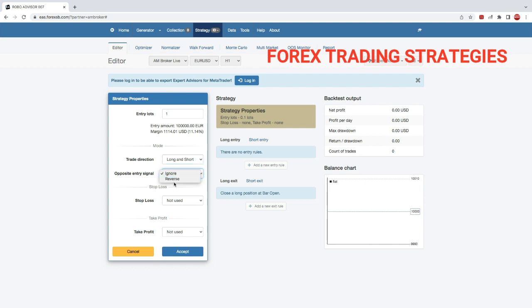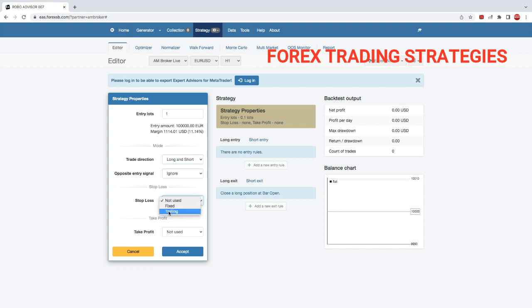There is a reverse. If you're going to say long only, here you would say reverse. So when the long conditions appear, the robot or whatever your strategy, you would sell. But we don't want to do that, so let's go back to the normal thing.